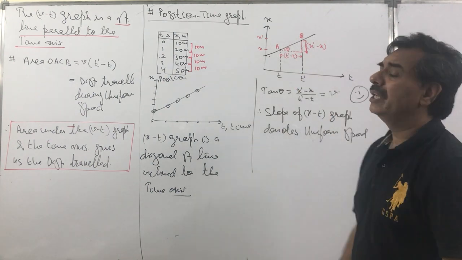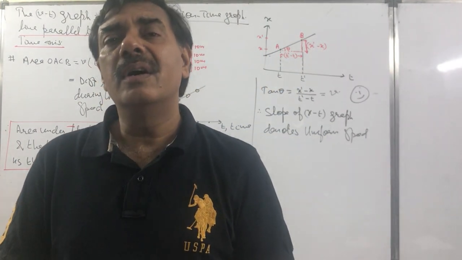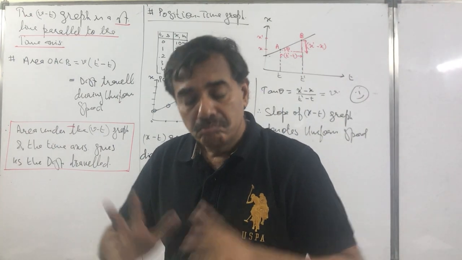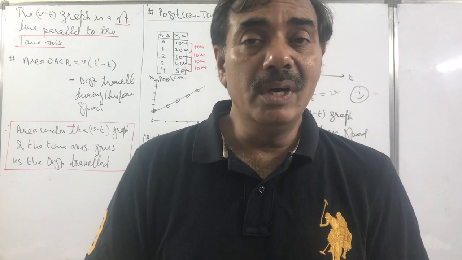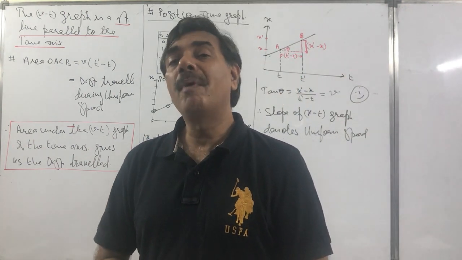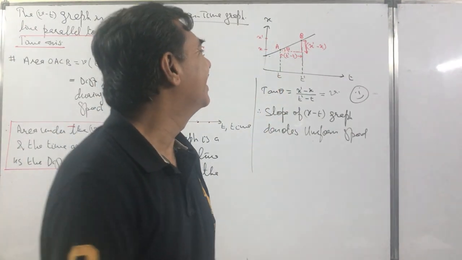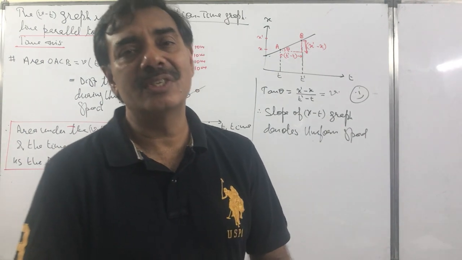So what we have learned today is that for uniform speed, the area under the velocity time graph on the time axis gives us the distance traveled, and the slope of the position time graph gives us the velocity. We will post you some questions today on this.